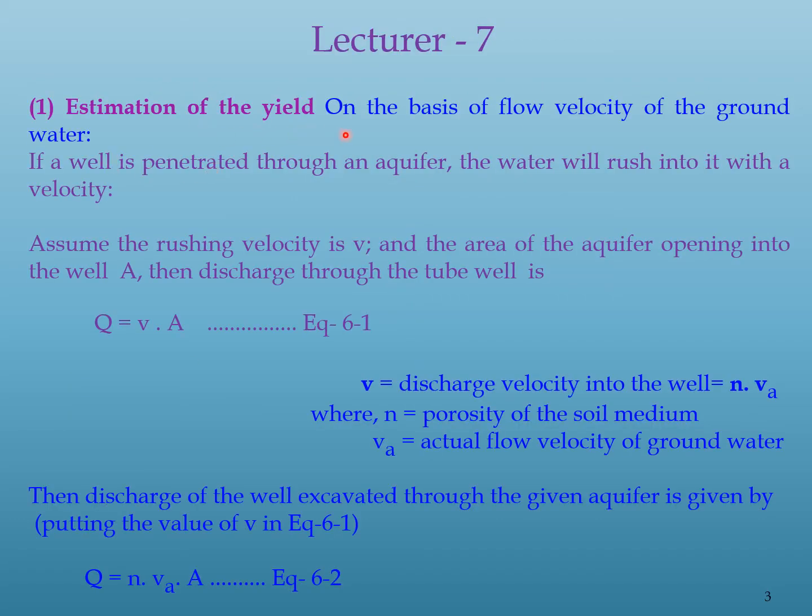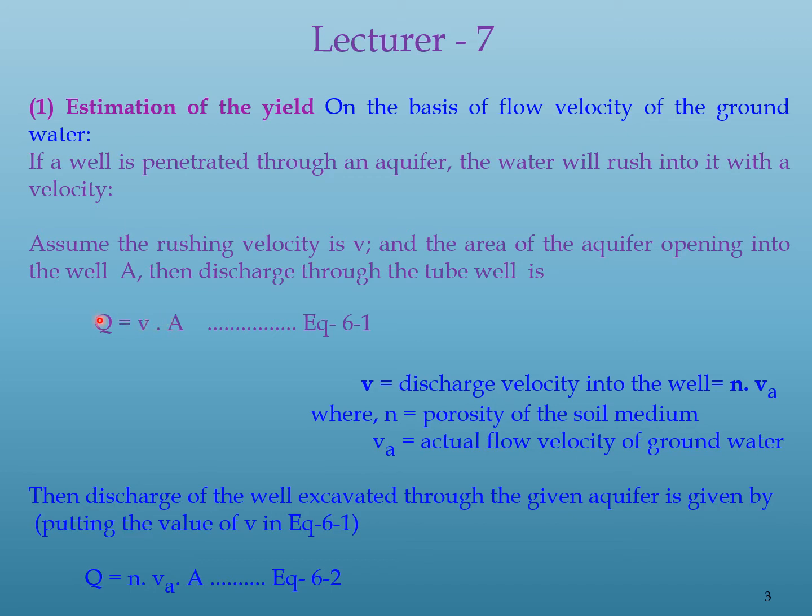Estimation of yield on the basis of flow velocity of the groundwater. If a well is penetrated through an aquifer, the water will rush into it with a velocity. Assume that the rushing velocity is v, and the area of the aquifer opening into the well is A. Then discharge will be Q equal to V into A.